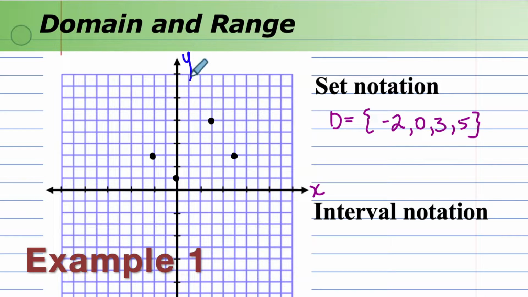And now the range would be the y values. From the origin, we can walk up, we hit 1, and then 2, here's 3, and last is 6. And we don't write interval notation for a discrete set of points.